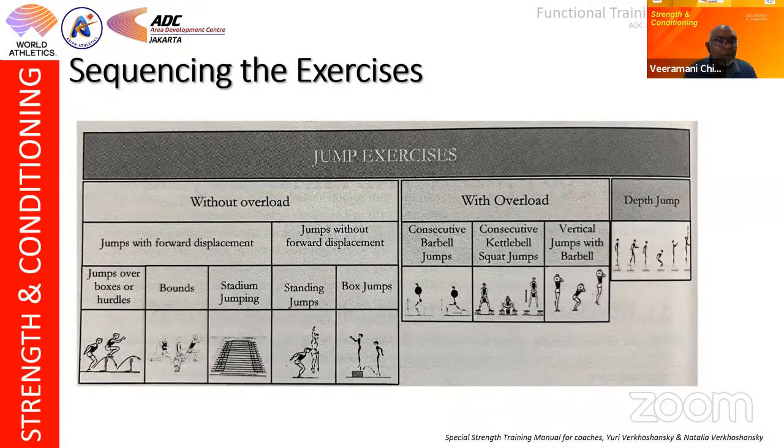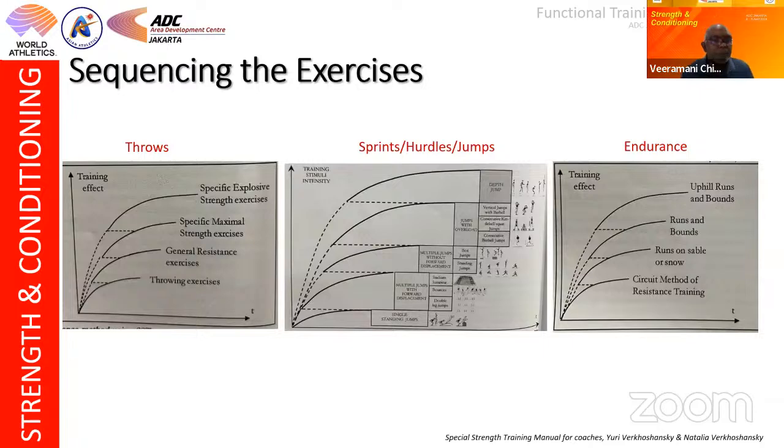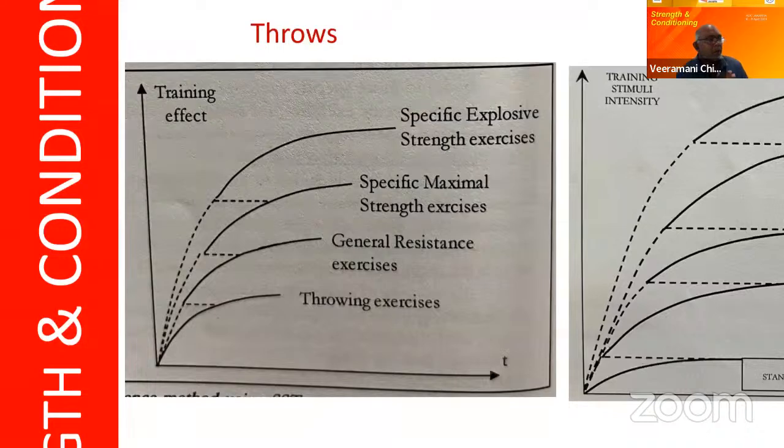How does it look for the different event groups? Okay, let's go one at a time. For throws, we start with training exercises. We can create general resistance exercises, move to specific maximum strength exercises, and then specific explosive strength exercises. So these are some of the sequential build-ups of how we prepare the athletes for the demand of the event.